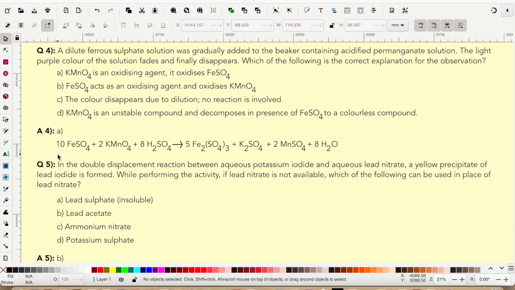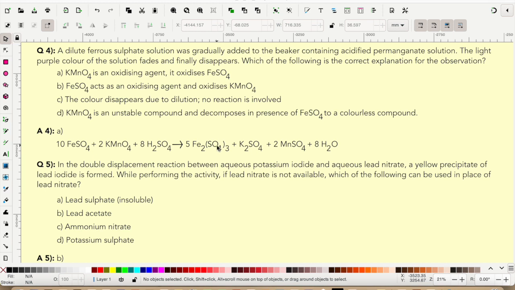The balanced chemical equation for this reaction is given as 10 FeSO4 plus 2 KMnO4 plus 8 H2SO4 gives 5 Fe2(SO4)3 plus K2SO4 plus 2 MnSO4 plus 8 H2O. Potassium permanganate KMnO4 reacts with ferrous sulfate FeSO4 to make ferric sulfate Fe2(SO4)3. The number of oxygen atoms in ferrous sulfate are 10 into 4, that is 40.